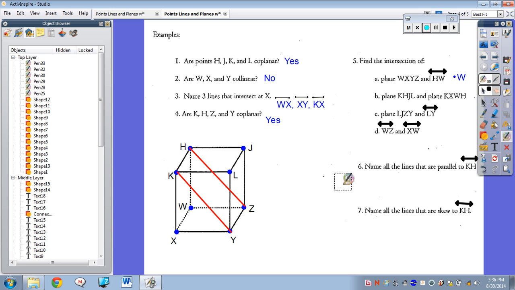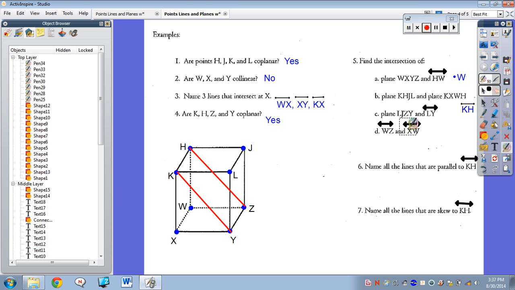Alright, then you've got plane KHJL, the top of your cube, and plane KXWH, the left side of your cube. You're talking about two planes. So if you look back at our notes, two planes intersect at a line. So you better have a line for this answer. The top plane intersects the left side plane at line KH. If you put line HK, that would also be okay.